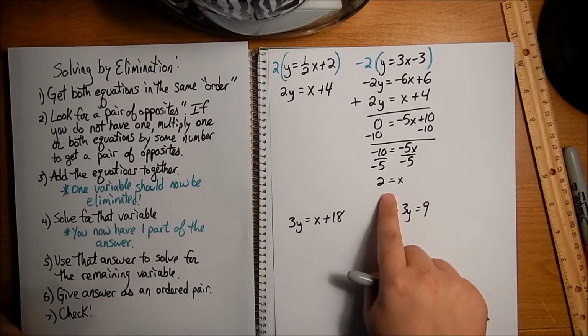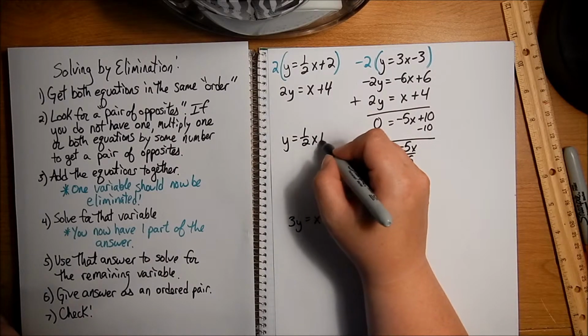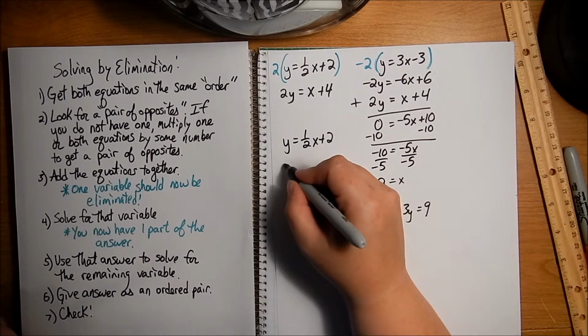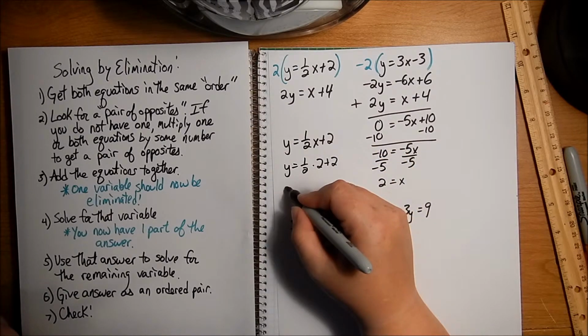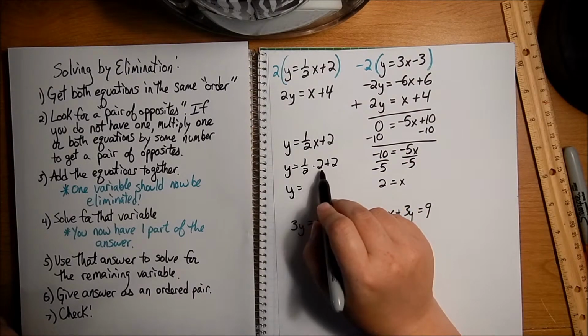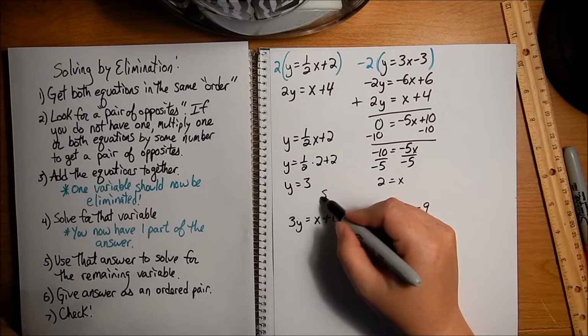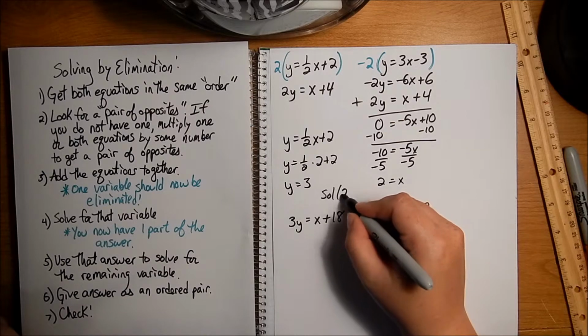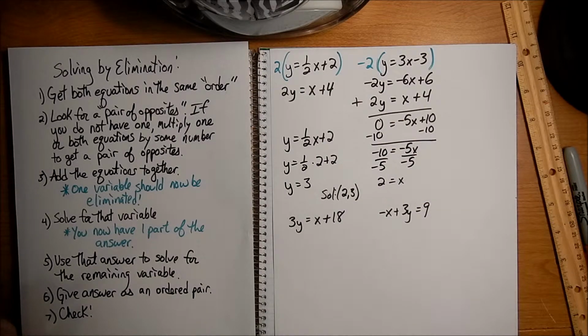I can go back to my original, 1/2 x plus 2. Plug in that x is 2. 1/2 times 2 plus 2. And 1/2 times 2 is 1. 1 plus 2 is 3. So I get my answer of 2, 3. Okay?